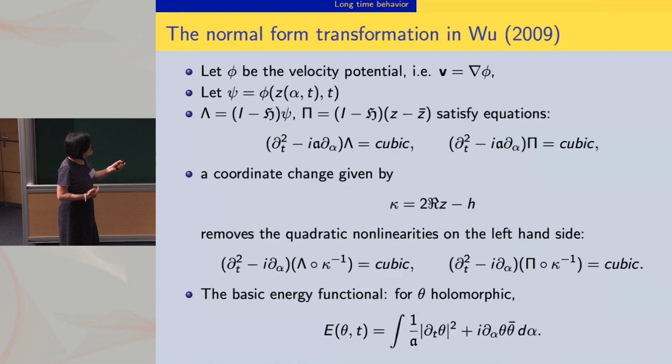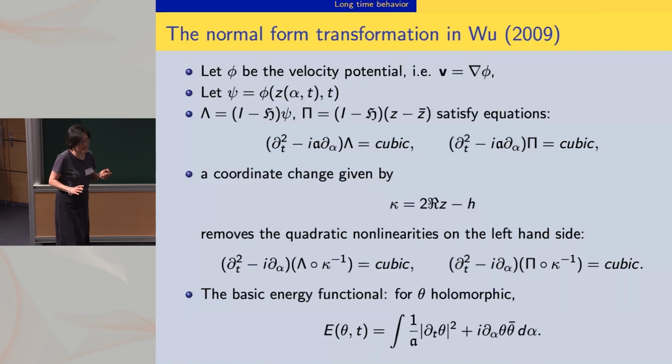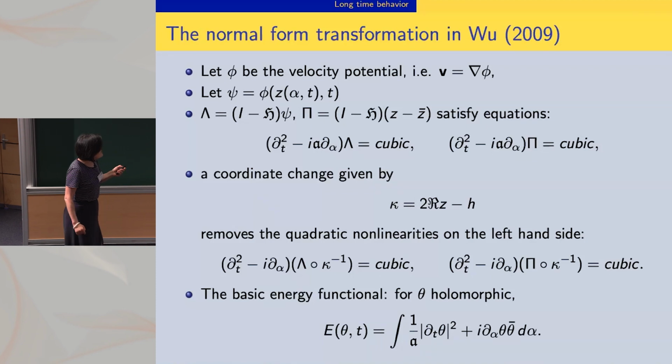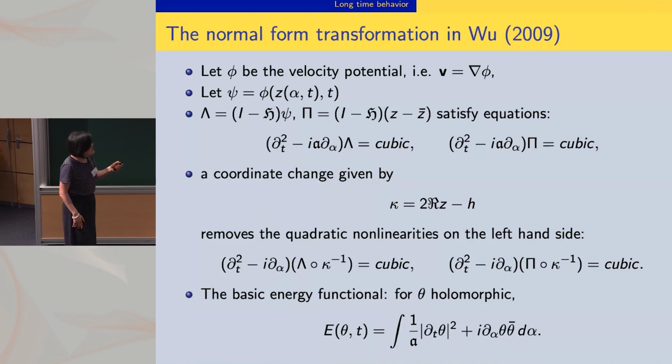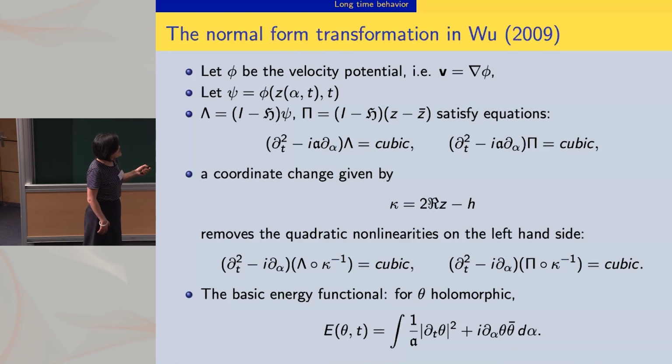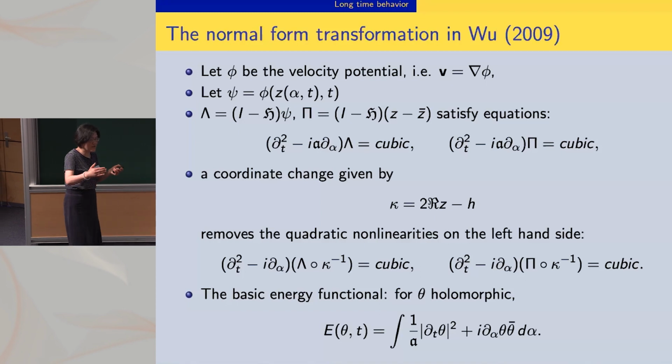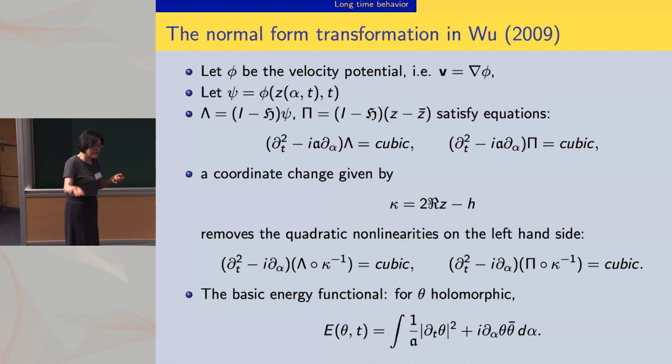This main operator acting on these two quantities, you get something on the right-hand side that is just cubic. There's no quadratic term, it's cubic. Now this A is a nonlinear term, right? So there's still a quadratic nonlinear term on the left-hand side, but then you just do a change of coordinates. It's like twice the real part of the interface minus h. So instead of taking the Riemann mapping, you reflect the Riemann mapping across a diagonal. Then you find that if you use this change of coordinates, you will get the equation looking like this. This is actually exact.